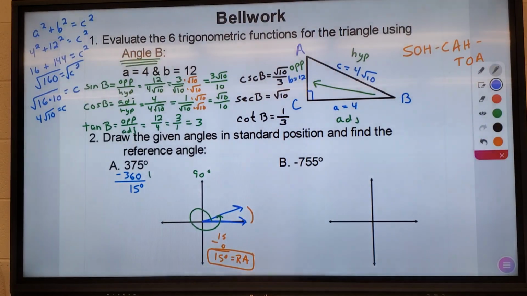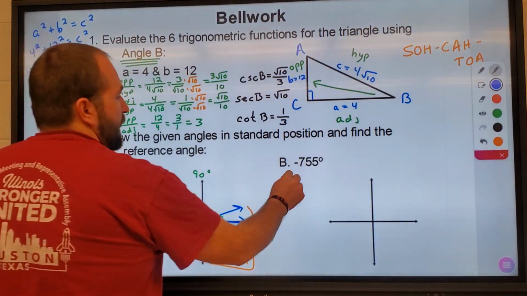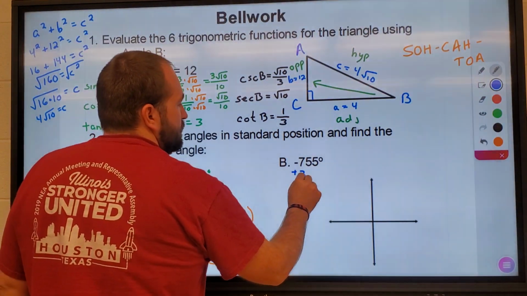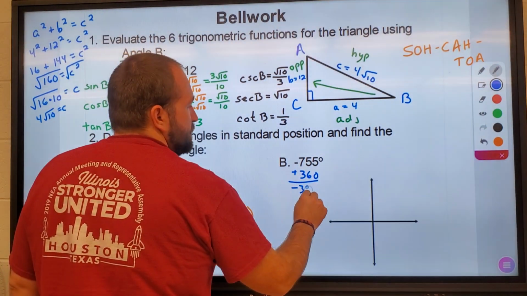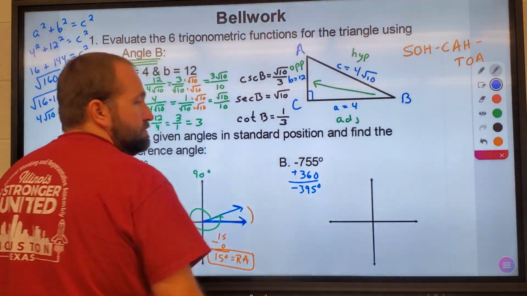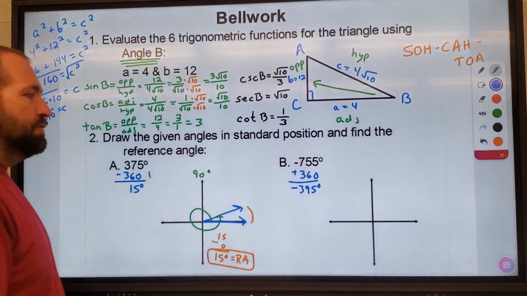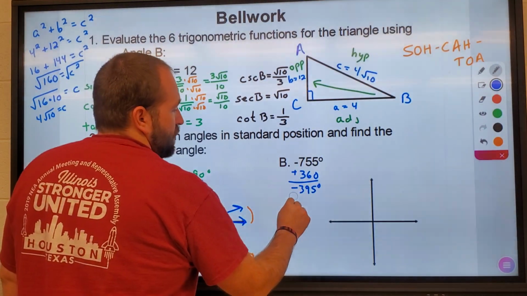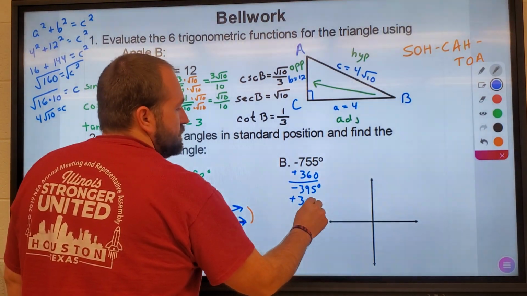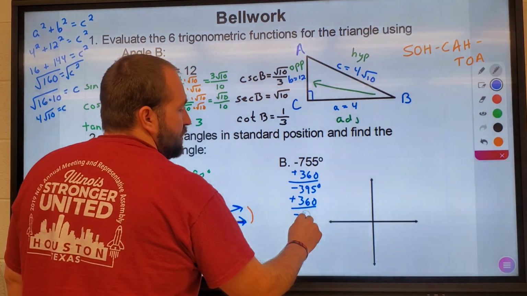Okay, for the next one, negative 755 degrees, because this is a negative number, instead of subtract, we're going to add 360. So if I add 360, I get negative 395 degrees. I would then add another 360 because I'm not between 0 and 359. So I'm going to add 360 again. And that gives me negative 35 degrees.